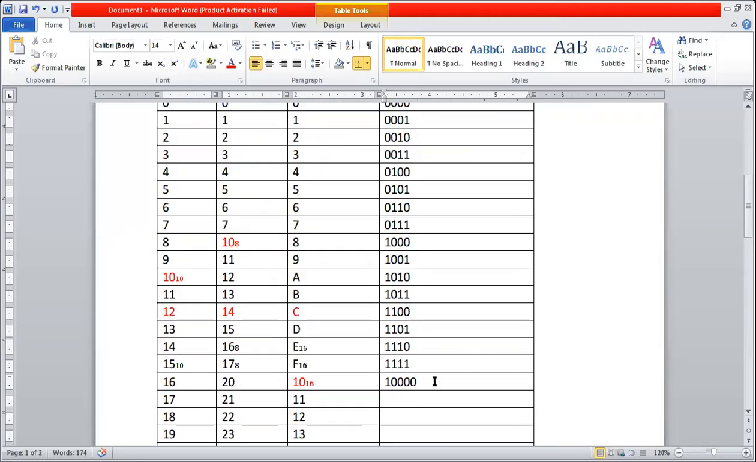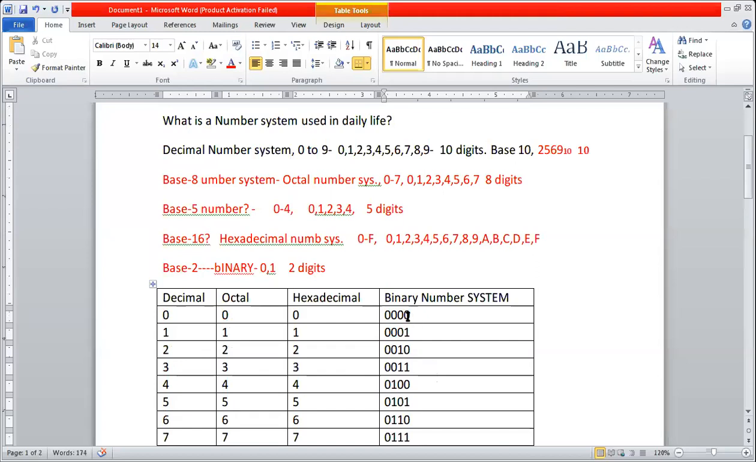So here, the first bit on the right hand side is called the least significant bit, LSB. It is in the last, that is why it is the least significant bit. And on the left side, the highest bit is called the most significant bit, MSB.